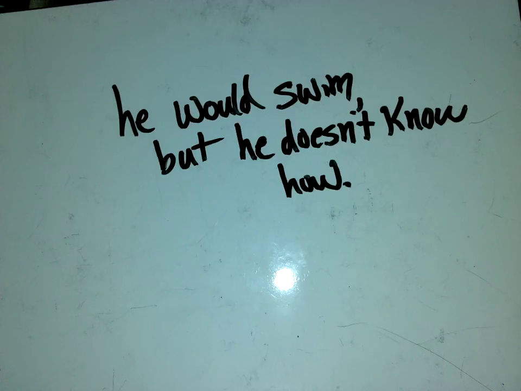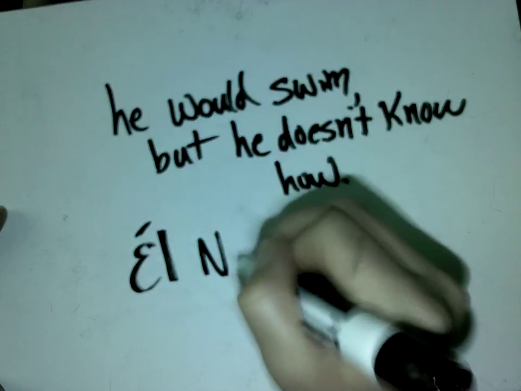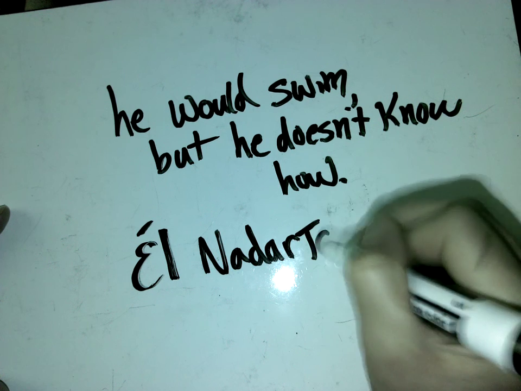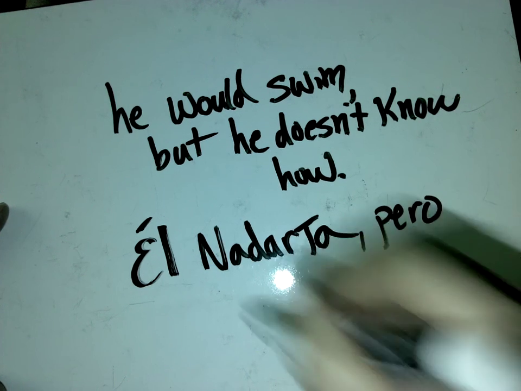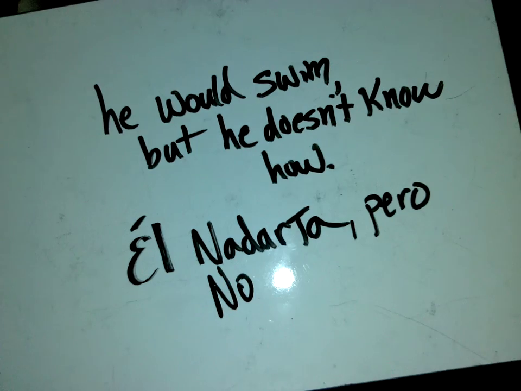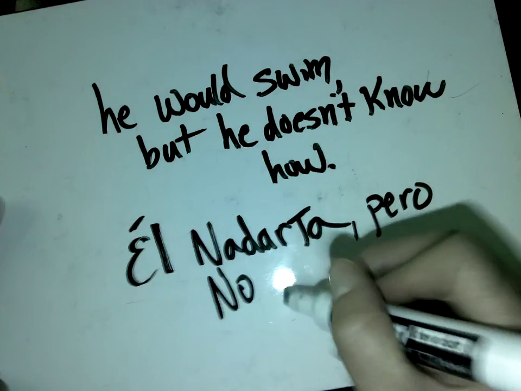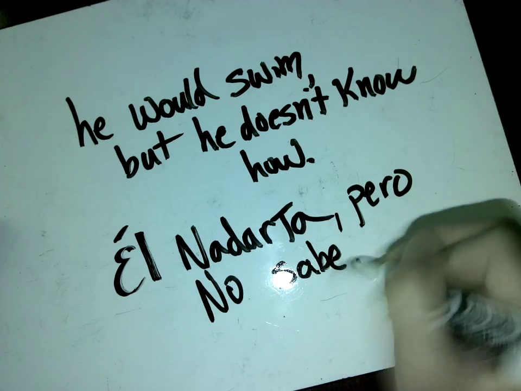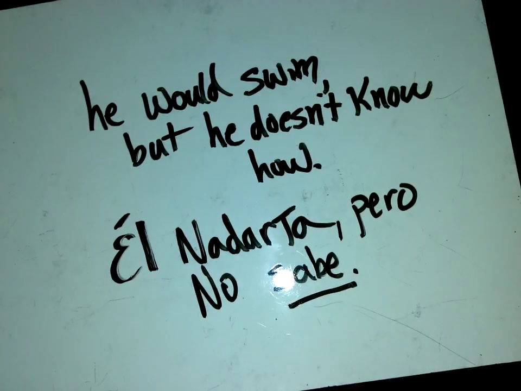All right. Who wants to do this one for me? Ethan, start with he would swim. Él nadaría. Pero, you're very close. No saber. You have to conjugate saber. How would you say, but he doesn't know? Pero no sabe means but he doesn't know. Él nadaría, pero no sabe.